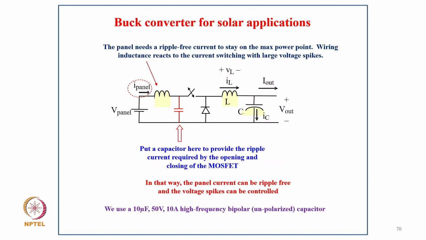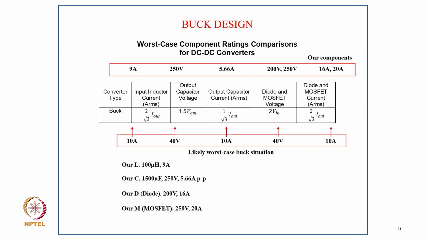Now the panel needs a ripple-free current to stay at the maximum power output. The wiring inductance reacts to the current switching with a large voltage spike. So we put a capacitor here to provide the ripple current required for opening or closing of the MOSFET. In that way the panel current can be ripple free and the voltage spike can be controlled. Normally we use a 10 microfarad, 50 volt, 10 ampere high frequency unpolarized capacitor at the input, as shown in the red color.